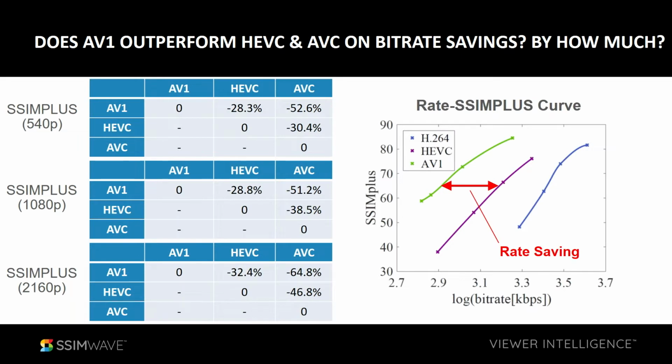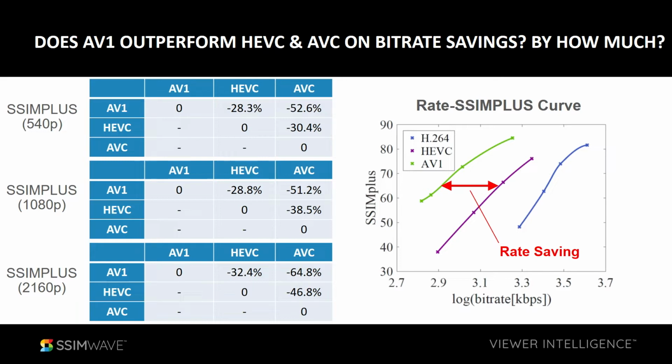Okay, so the first question: does AV1 outperform HEVC and AVC on bitrate savings, and by how much? In order to do that, as the previous speakers have been showing, we need to do this RD analysis, or in this case, draw a rate-quality curve. In this case, we're using SimPlus as the quality measure. On the right-hand side, you see the picture. The horizontal axis is the bit rate and the vertical axis is the quality level. For each encoder, you can operate at different bit rates and get different quality. Then you can draw an RD curve, right? So with two encoders, you draw these two RD curves.